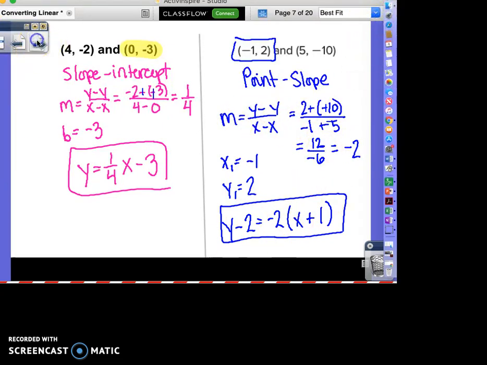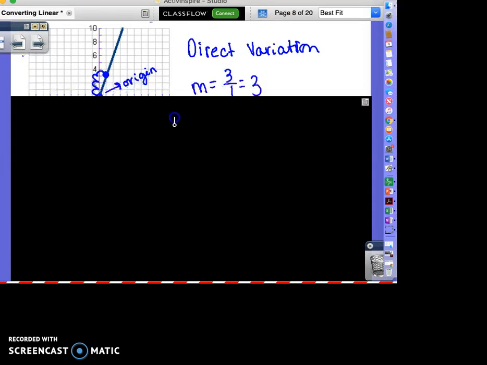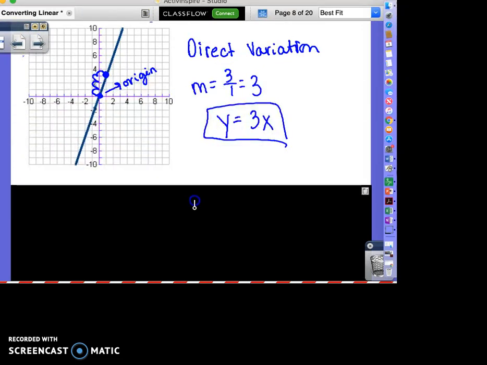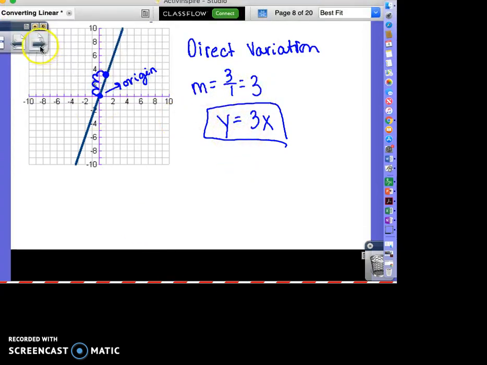All right, from a graph, we see that it's direct variation. So we are going to start at the origin and go from one point to the next. We see there's a point here and obviously 0, 0. So I'm going to go up 1, 2, 3. So 3 is my top number, and I'm going to go to the right 1. So my slope is 3, so it's y equals 3x.